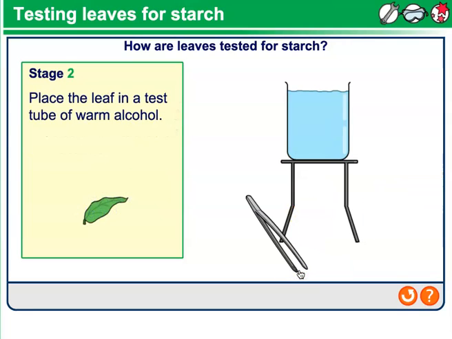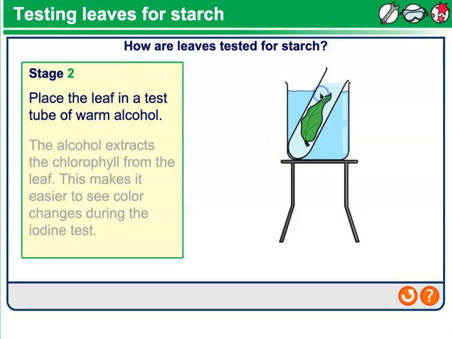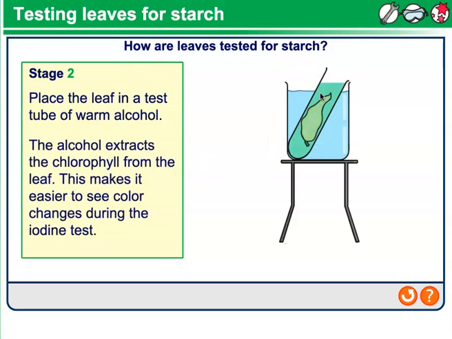Stage 2. Place the leaf in a test tube of warm alcohol. The alcohol extracts the chlorophyll from the leaf. This makes it easier to see color changes during the iodine test.